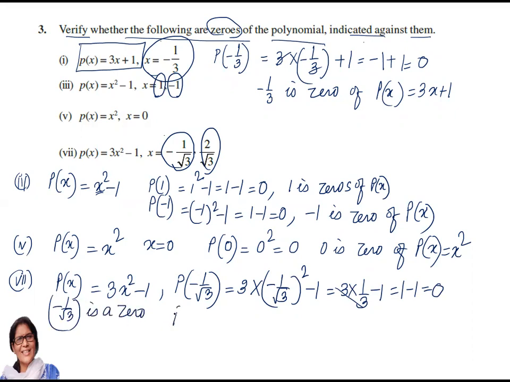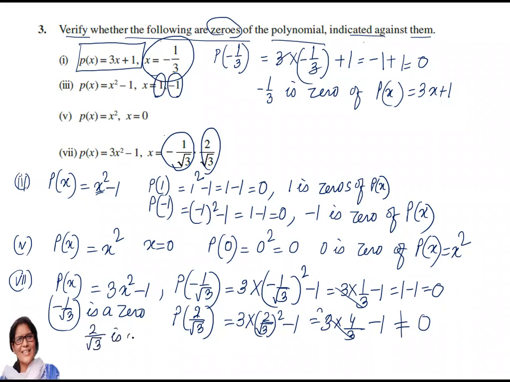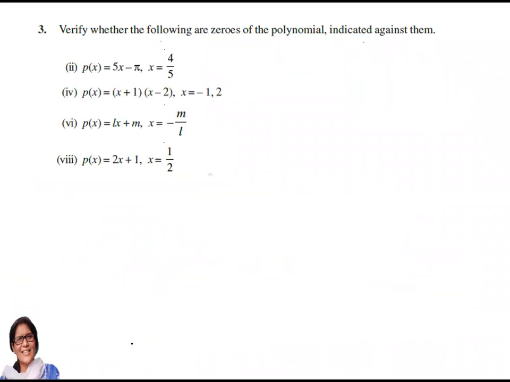Now coming to second one. Which one? 2/√3. So I'll write 3 into (2/√3) square minus 1. (2/√3) square is your 4/3, so 3 into 4/3 minus 1. Is it equal to 0? No. So what I'll write? So 2/√3 is not a 0 of 3x square minus 1. Coming to other part, same questions.